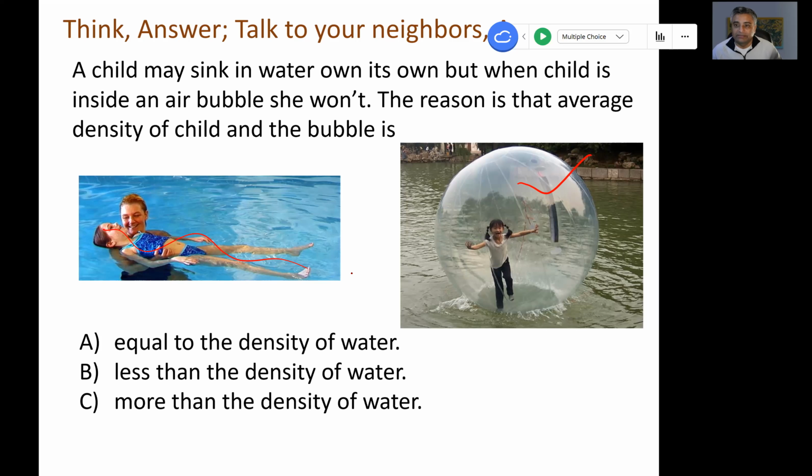It's because of the head, okay? The head has a higher density than the density of water. The other body parts, not much, okay? So that's why we can float if we know some skill to keep our head high, okay?